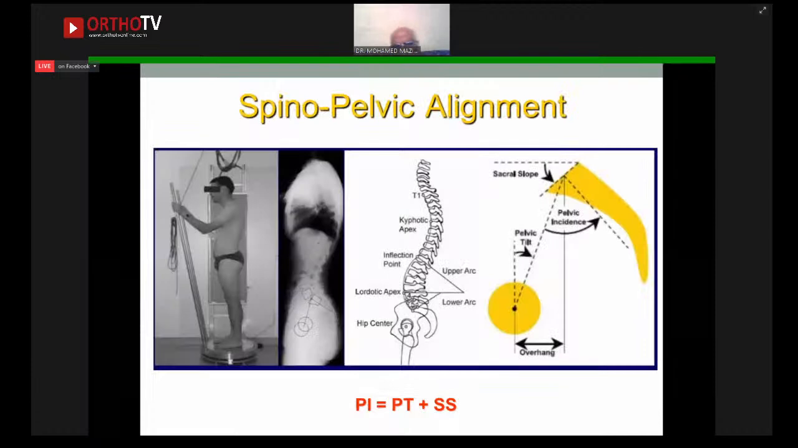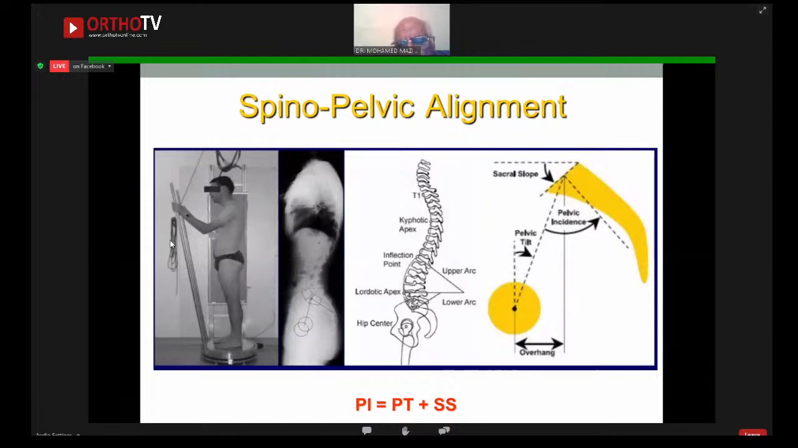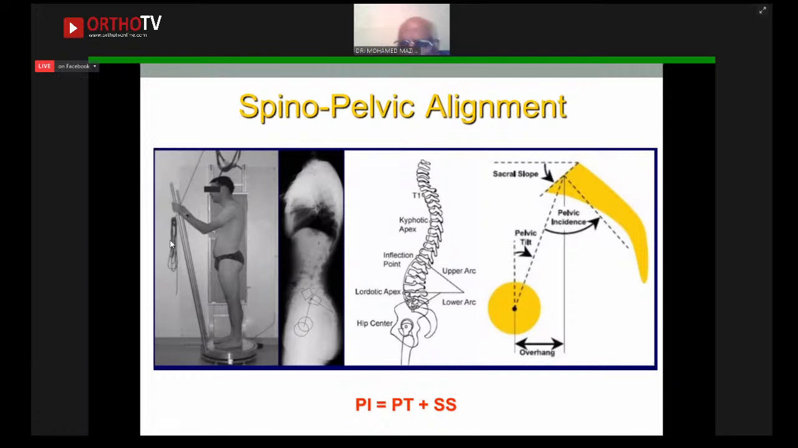What are we doing for that? Because we are thinking about the spinopelvic alignment. There is a fixed relation between the pelvic incidence, the pelvic tilt, and the sacral slope. Sacral slope is the line on the upper part of the sacrum S1, and this line is very important. The inclination of the sacrum differs if it's vertical or transverse, and this angle with the horizontal makes the sacral slope.